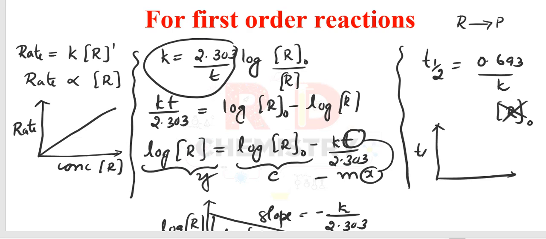So half-life T half along the y-axis, and let me take concentration, the initial concentration, along the x-axis. Half-life is independent of initial concentration, so it should be the same value throughout the concentration range. So this is the plot. Okay.